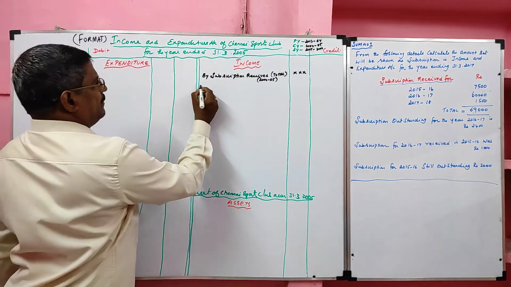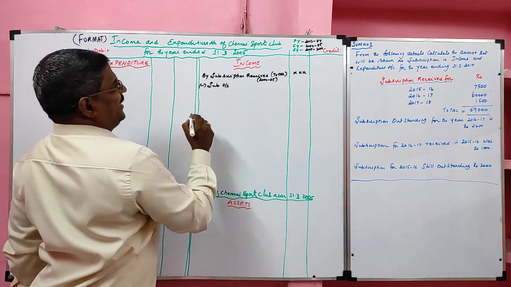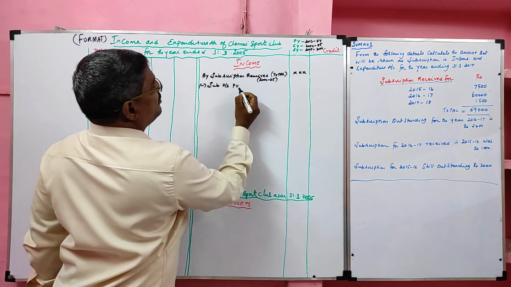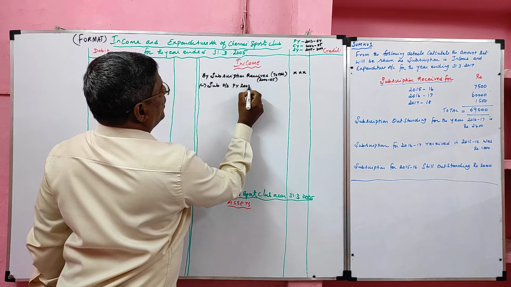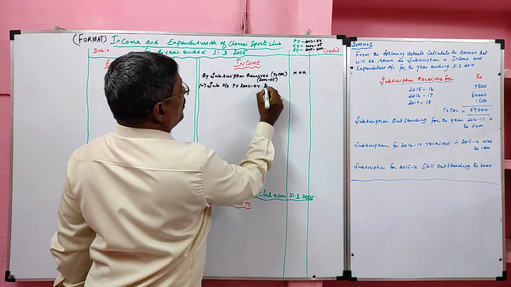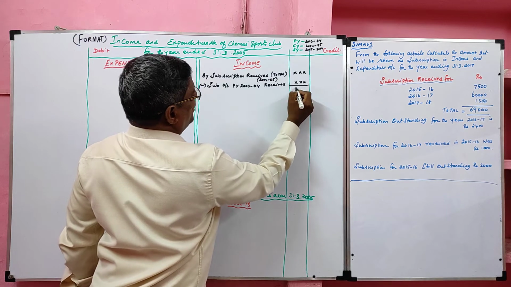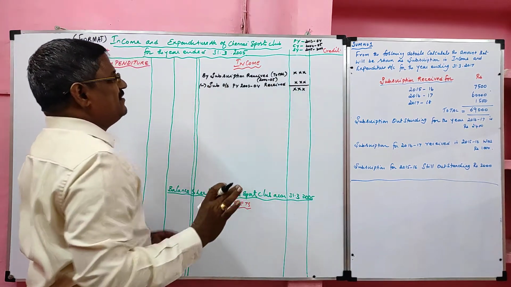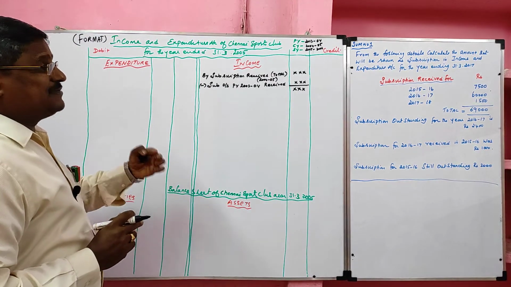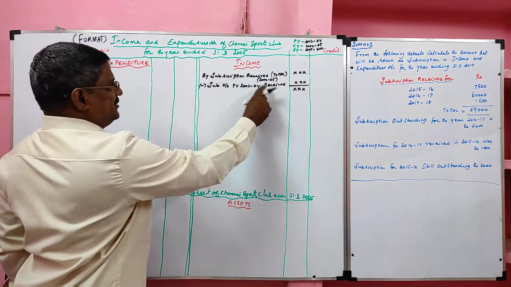Then, subscription outstanding last year. That means subscription outstanding in the previous year. What do you mean by previous year? 2003-2004. So subscription outstanding in the previous year 2003-2004 that was received in the current year, we should deduct, because it was included in this total subscription. So first we write the total subscription received on the credit side in the inner column. Then we deduct the subscription outstanding in last year that we received in the current year.